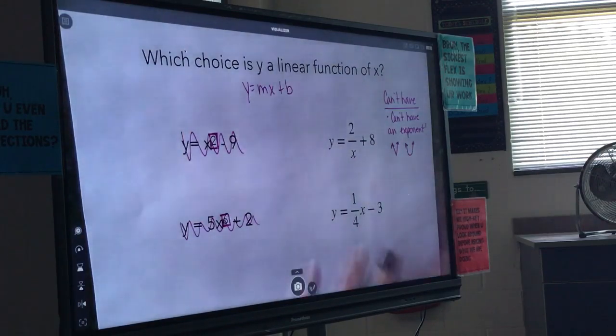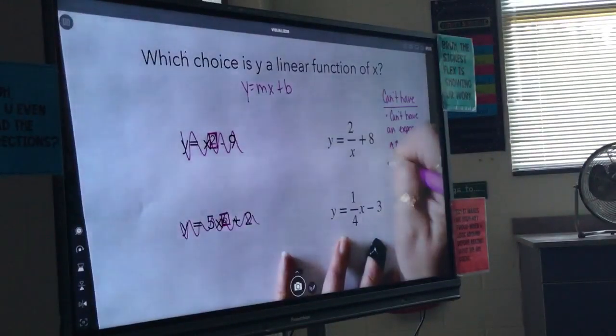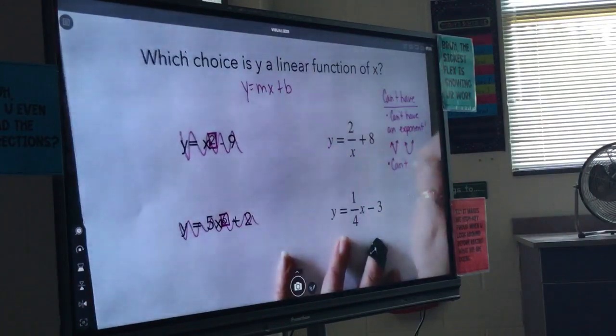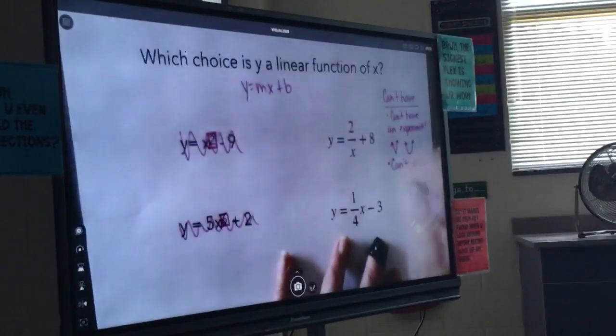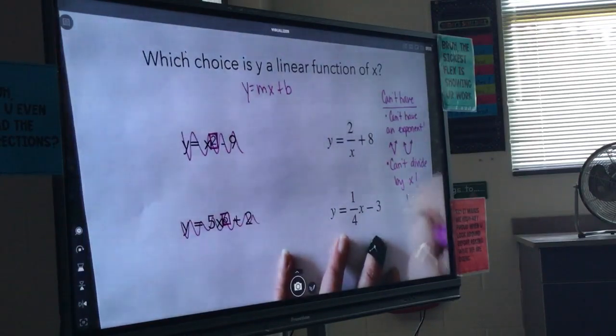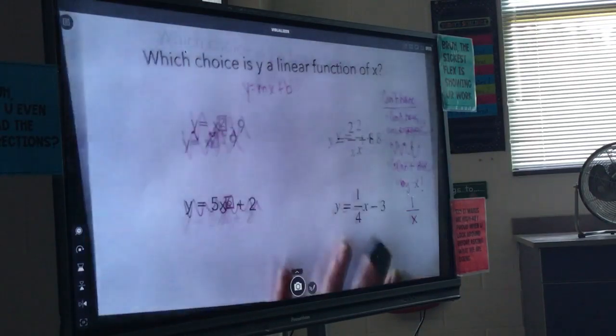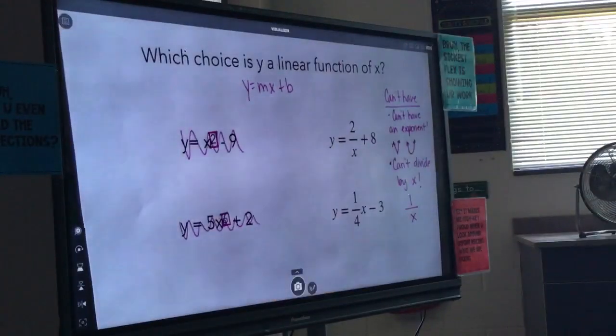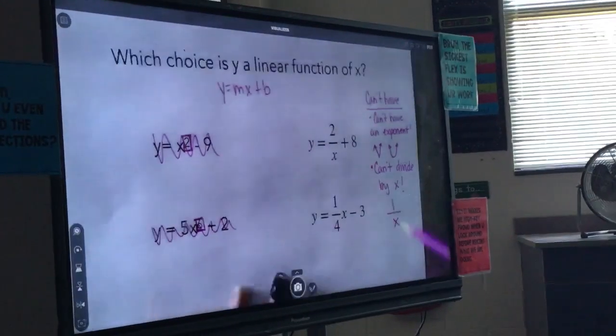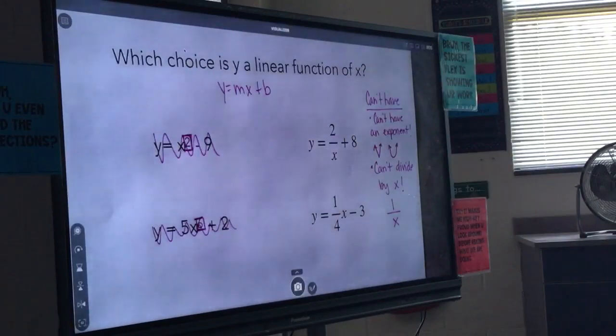The other thing, you can't divide by x. So it cannot be a number divided by x. So if x is on the bottom, and we know that it's not a fraction because it's got a variable, you cannot divide by x.